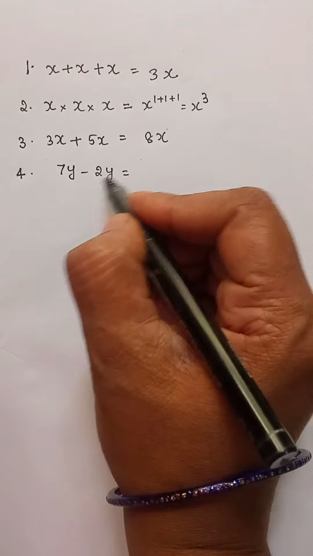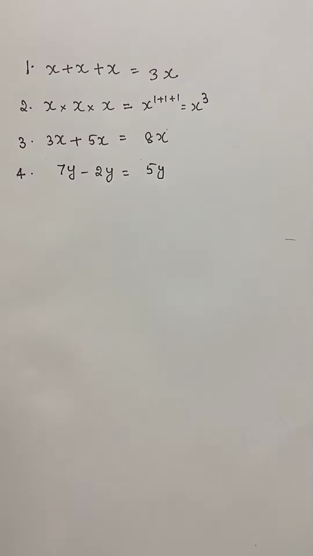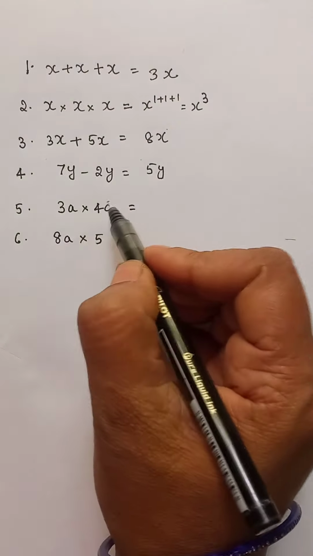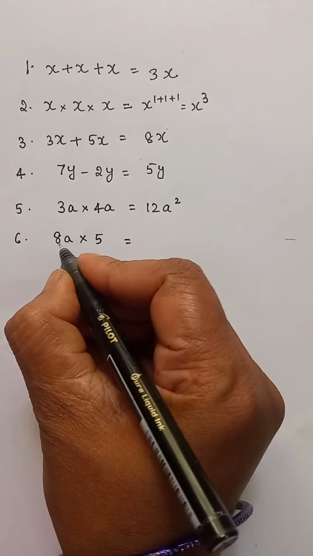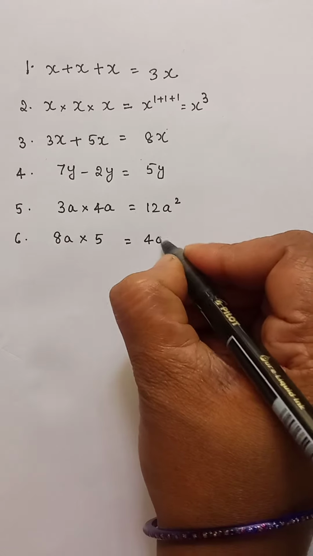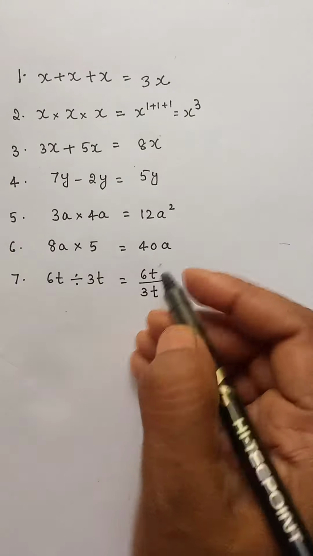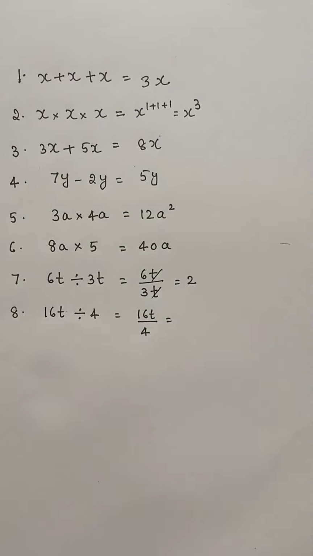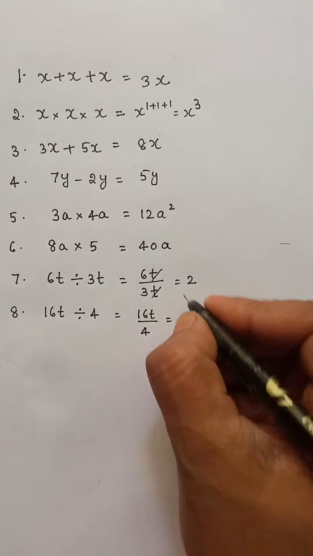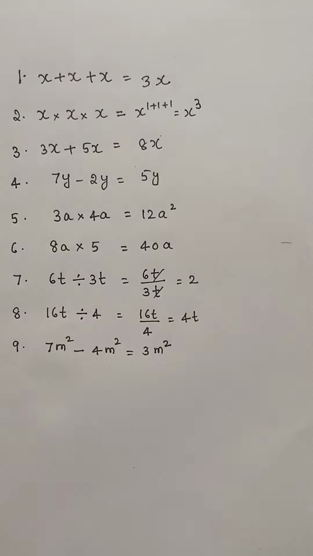7y minus 2y, that means 7 minus 2, that is 5y. 3 4s are 12, a into a square, so that is 12a square. So 8 into 5, 40 and a, 40a. 60 divided by 3t, that is t, t cancel, that is equal to 20. 60t divided by 4, that is equal to 15t. 7m square minus 4m square is equal to 3m square.